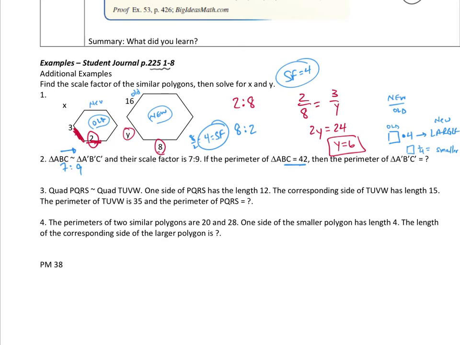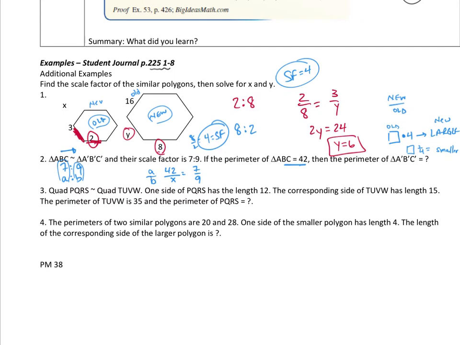So since our scale factor is 7 to 9, we are going to set this up and say ABC is 42. So I could say 42 to the new perimeter is going to be the 7 to 9 ratio. Now, why did I set it up that way? Because when I read this, I'm assuming that this is A to B, right? So this 7 corresponds to the A and the 9 corresponds to the B. This perimeter, this is A to B, just like that. So that's why I set this problem up that way.